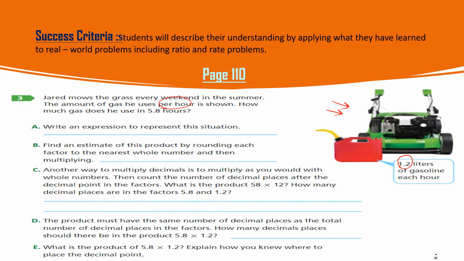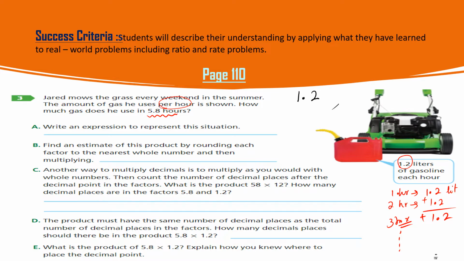But they are asking how many liters he is using in 5.8 hours. What does it mean? It means that in 1 hour he is using 1.2 liters of gas, right? In 2 hours he is using 1.2 plus 1.2 liters of gas. In 3 hours, he is using 1.2, 1.2, 1.2 liters of gas, and so on. So rather than showing anything by addition, you can do it this way: how much gas is he using in 1 hour? It is 1.2, right?